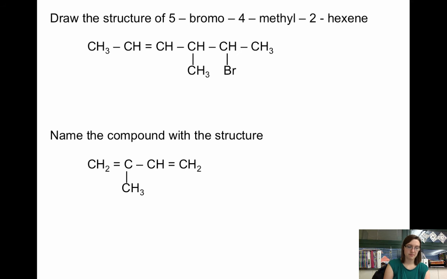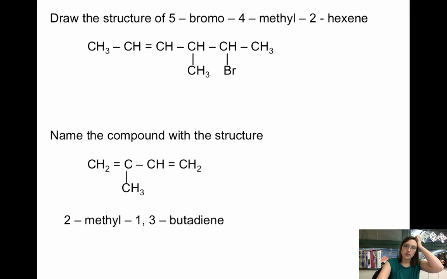You have this structure. So I want you to pause the video and see if you can name this structure. As you name this structure, remember, start with your parent chain that contains the double bond. So I have 1, 2, 3, 4. I have 4 carbons in my parent chain. The reason I know to go straight across is because I have 2 double bonds here. You always name the carbon that comes right before the double bond. So it's 1 and 3.